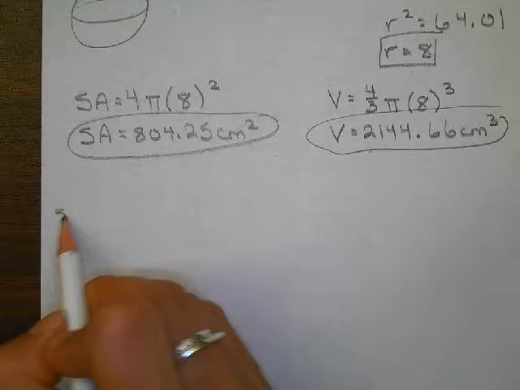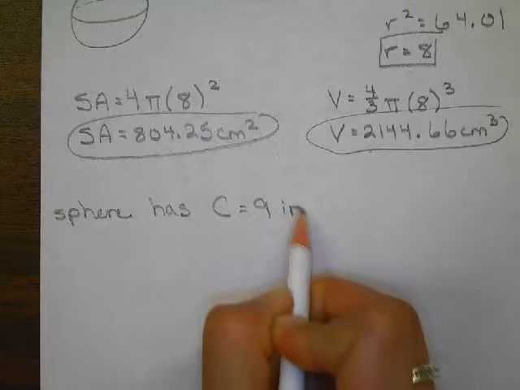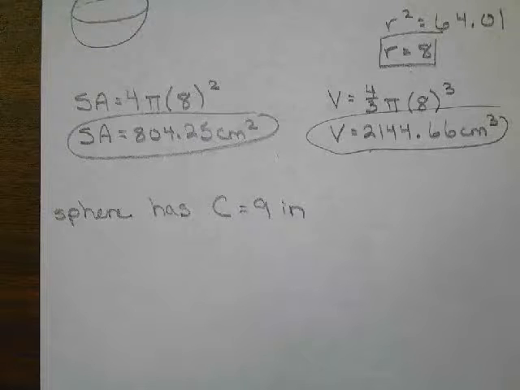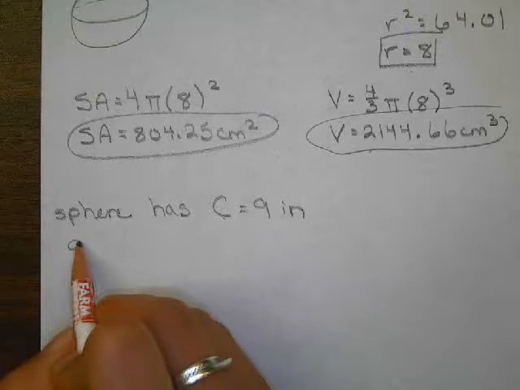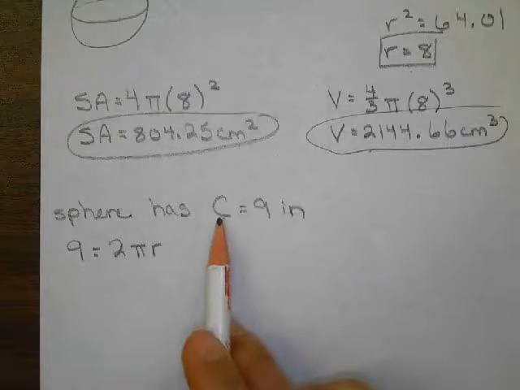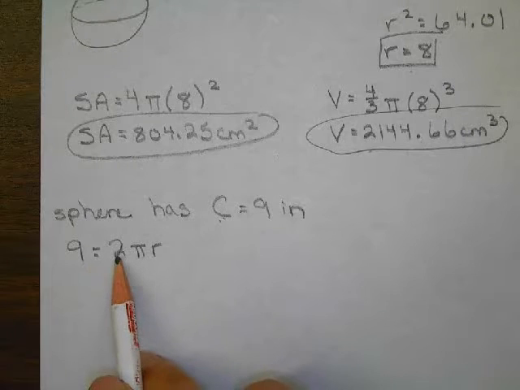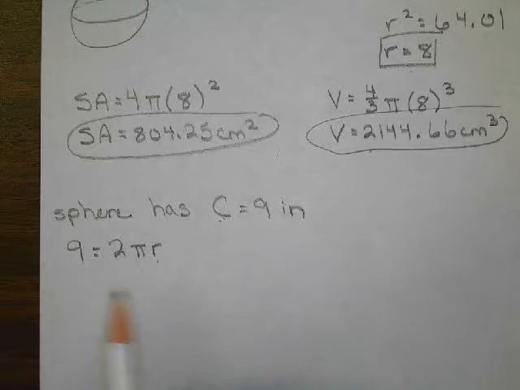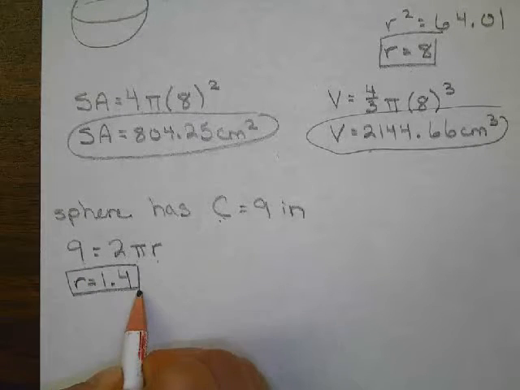If I tell you that a sphere has a circumference of 9 inches, you have to figure out the surface area and the volume from that. Now again, you just need the radius. So we have to think about what a circumference formula is. Circumference formula is 2 pi r. So I'm going to say 9 equals 2 pi r. Because the circumference is 9, 2 pi r is also 9. So now if I divide by 2 pi, that'll give me my radius. So I take 9 divided by 2 pi, so our radius is 1.4.